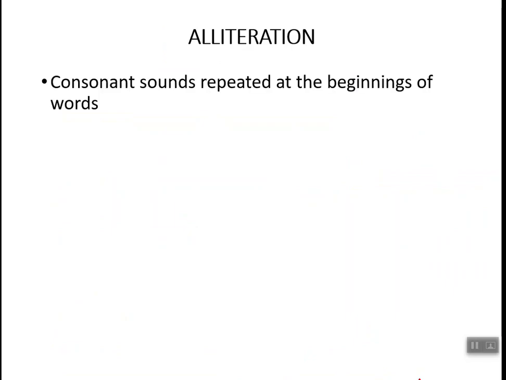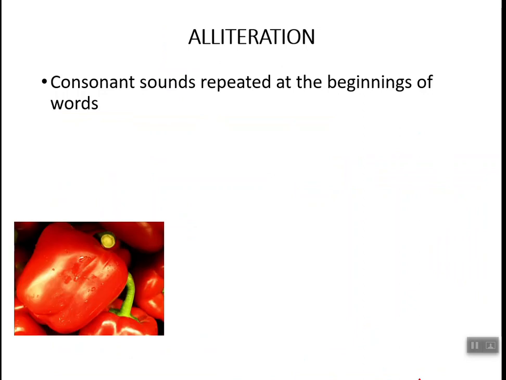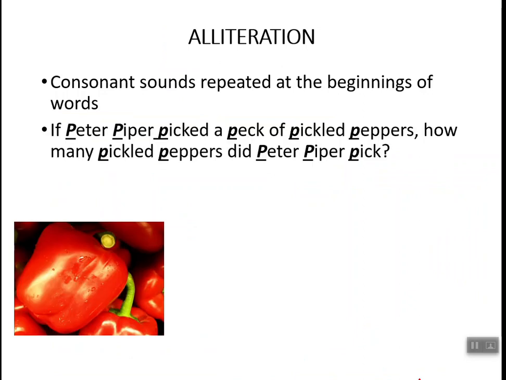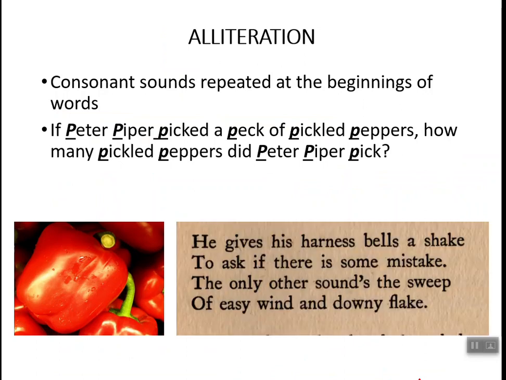Alliteration. Alliteration occurs when consonant sounds are at the beginning of words. So: Peter Piper picked a peck of pickled peppers. How many pickled peppers did Peter Piper pick? It's a little bit of a tongue twister.